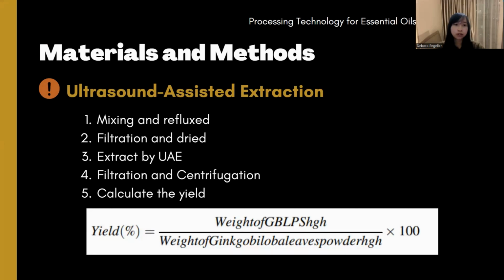Next, we're going to talk about ultrasound-assisted extraction. For this research, first of all, dried powder of ginkgo biloba leaves was added to petroleum ether with a ratio of 1 to 15 gram per milliliter, and then refluxed at 80 degrees Celsius for 2 hours to remove lipids and pigments. After reflux, the residue was collected by filtration and dried. Then 5 grams of the above residue was added to a certain proportion of distilled water to extract polysaccharides by ultrasound extraction under certain temperature, power, and time conditions.